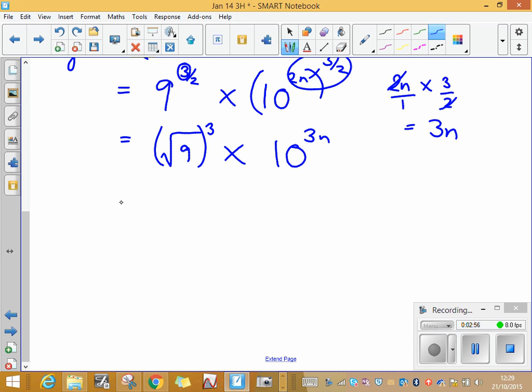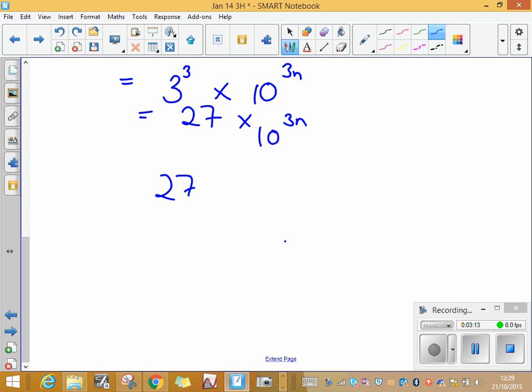Now if I work out the square root of 9, I know the square root of 9 is 3. 3 cubed then is what I need to work out, times 10 to the 3n. This then is 27 times 10 to the power 3n. Now unfortunately, 27 times 10 to the power 3n is not in standard form. For it to be in standard form, this number needs to be between 1 and 10. So I'm going to divide the 27 by 10 to make it 2.7.